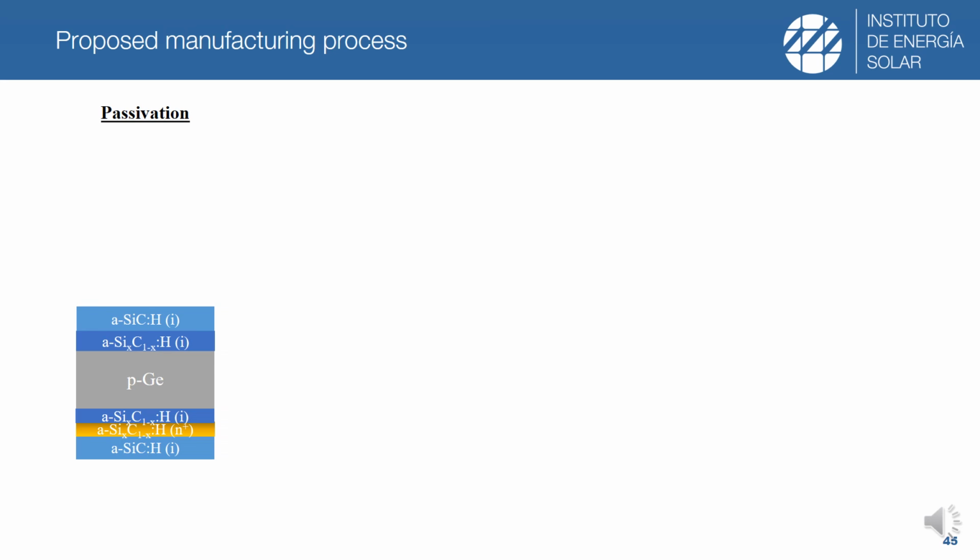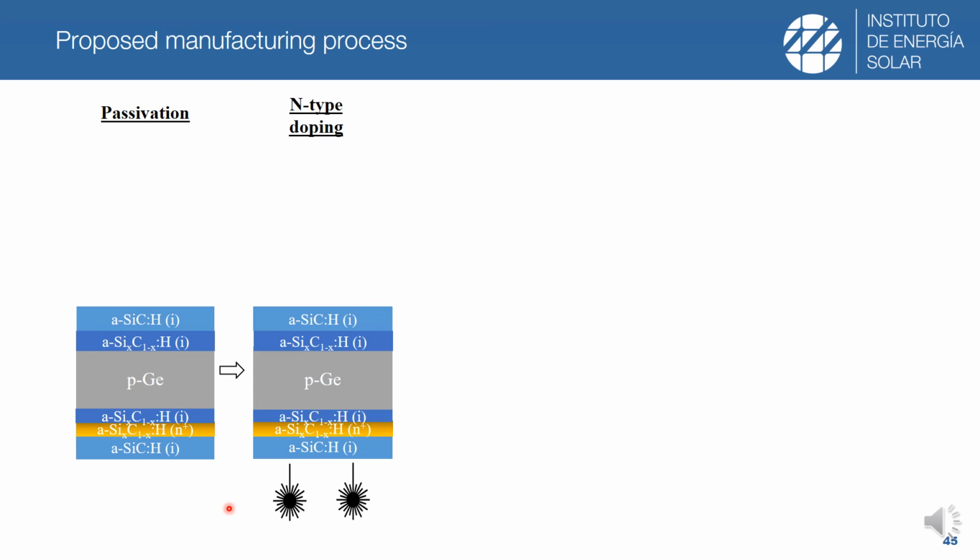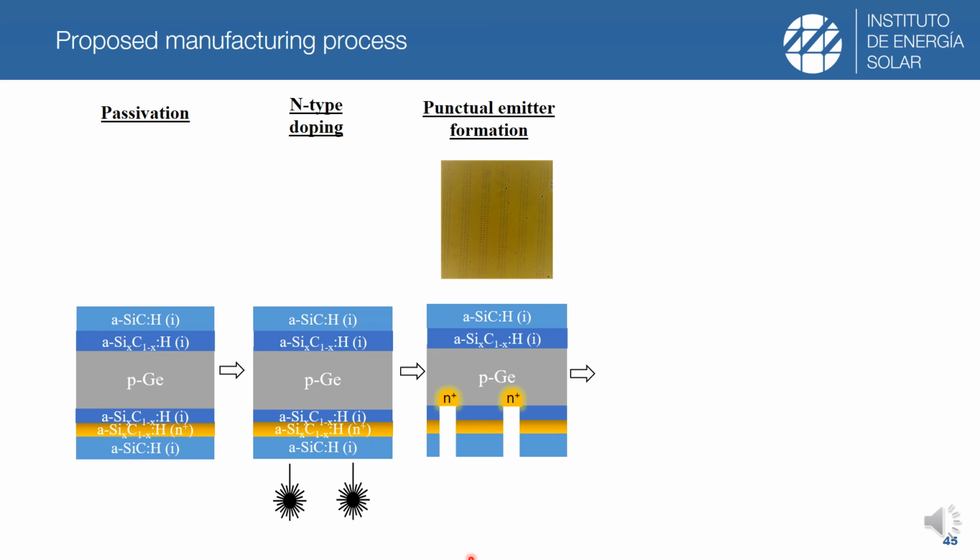First I will show you the proposed manufacturing process, which starts with surface cleaning and passivation in the PECVD reactor, including the n-type doped amorphous silicon carbide layer used for dopant purposes. In order to introduce the n-type dopant, we perform laser irradiation at certain areas, achieving punctual emitter formation.